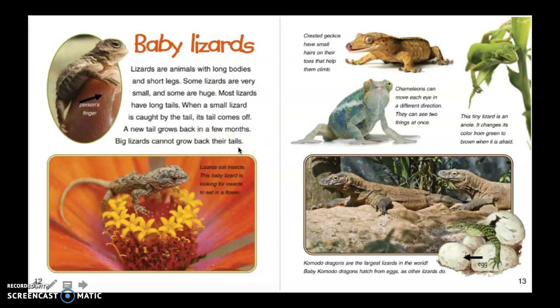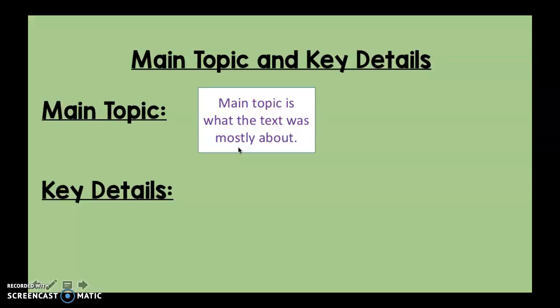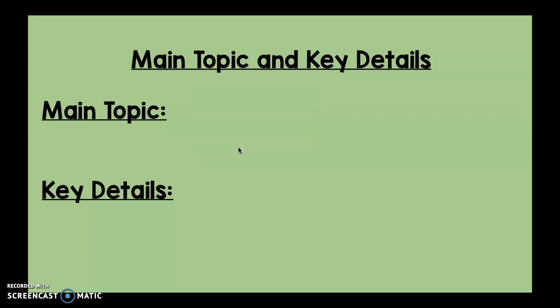So what do you think the main topic was? Remember, the main topic is what the text was mostly about. So what was this mostly about? Let me hear you. Did you say lizards? You're correct. It was all about lizards. Now the details would be the things that we learned about our main topic. So what things did you learn about lizards? Go ahead and pause and think for a minute.